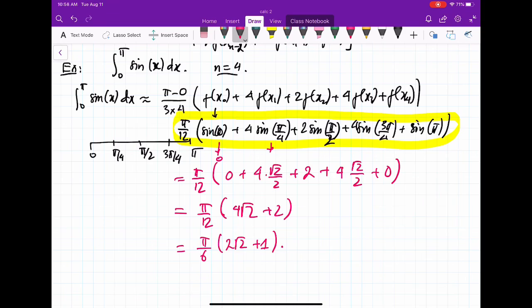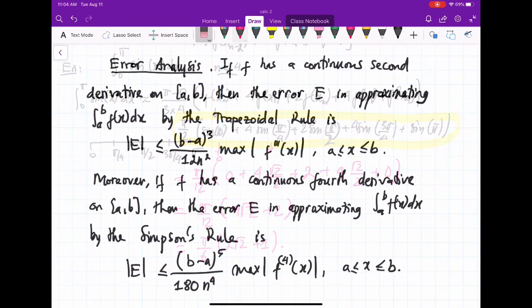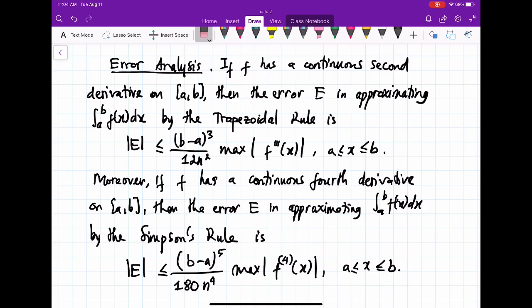Of course, we still have some problems in the textbook, and we can even evaluate the errors in the trapezoid rule and the Simpson rule. But again, in order to finish this video, let's talk about error analysis. And for computation, I think this is the most important part, because you need to decide which method is better, and in which situation.